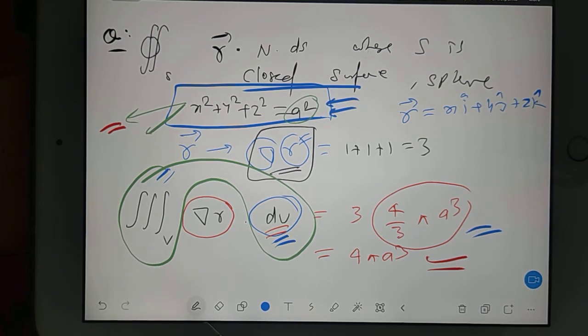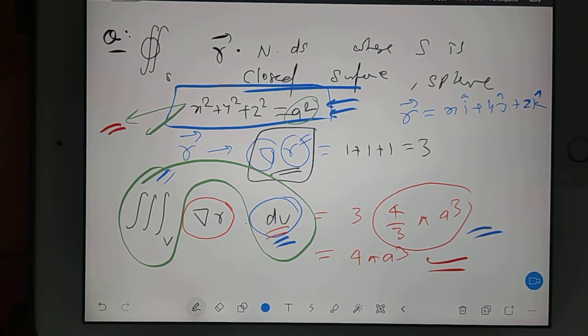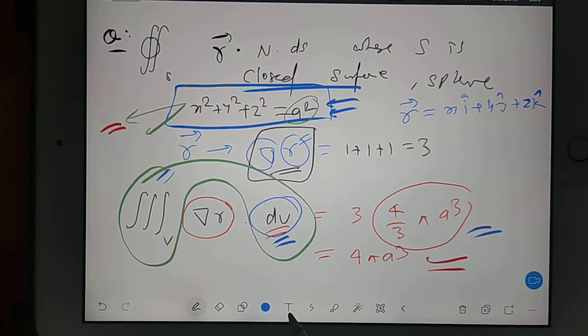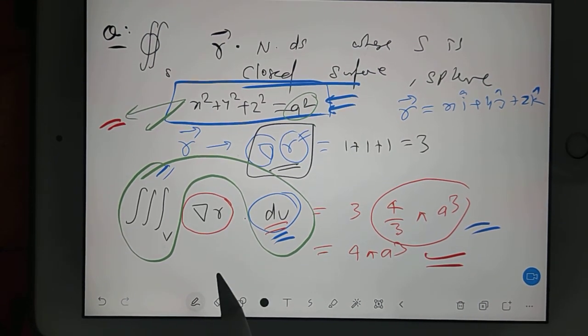Now there is something called Green's theorem. We'll understand Green's theorem. We are remaining with the Green's theorem and Stokes theorem. Yes, ask your doubt. Which part? Oh, I'll explain. This is easy.